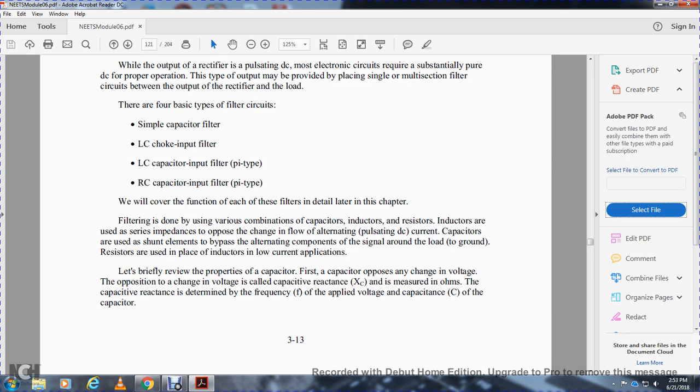Resistors are used in place of inductors in low current applications. Let's briefly review the properties of the capacitor. First, a capacitor opposes any change in voltage. The opposition to the change of voltage is called capacitive reactance, or XC.